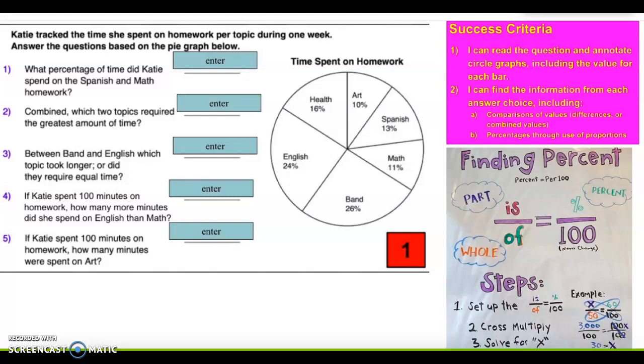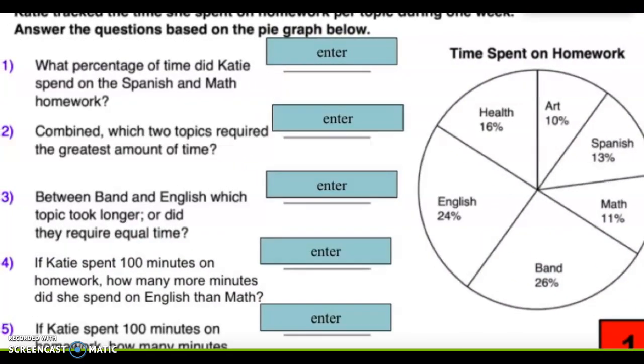What percentage of the time did Katie spend on Spanish and math? If I'm actually annotating the problem, we'll focus in a little more. The question is, what is the percentage? So I'm going to box in percentage because that's a key word. I know that I'm going to be looking for percentage of time. And would mean both Spanish and math, so I'm going to put a plus on and. I'm looking for the percentage of time that includes Spanish and math.